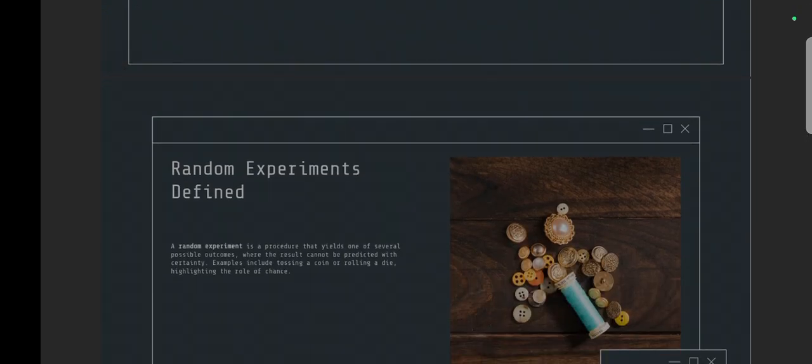Random experiments defined. A random experiment is a process or action that produces outcomes that cannot be predicted with certainty. Each time the experiment is conducted, it may yield different results even under the same conditions. The key characteristics are uncertainty, reproducibility, and a defined sample space.